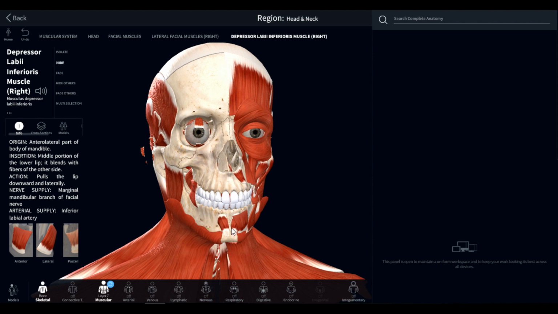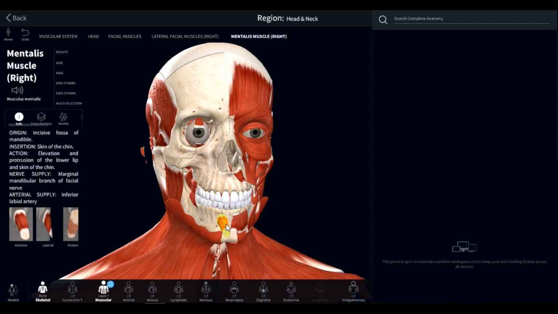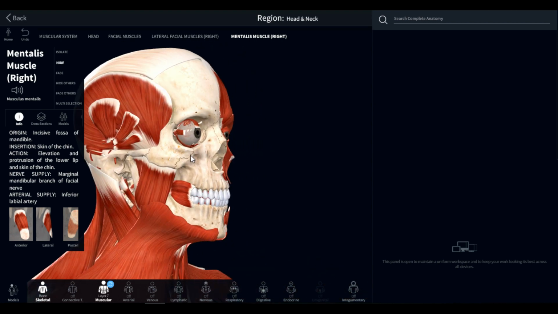Moving on, we find this muscle directly on the chin, or on top of the chin, known as the mentalis muscle. And the mentalis muscle has a nerve supply by the marginal mandibular branch of the facial nerve, and the arterial supply for this muscle is by the mental artery, which is a branch from the maxillary artery. Now, if I remove this muscle, that is all the muscles of facial expression covered on the face.